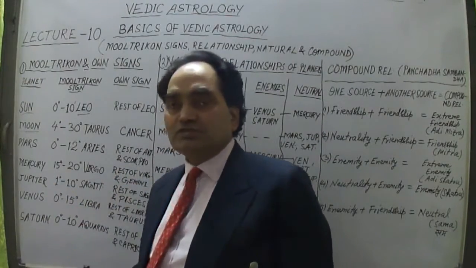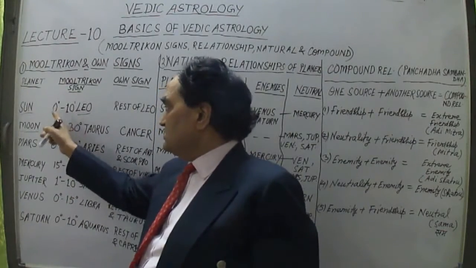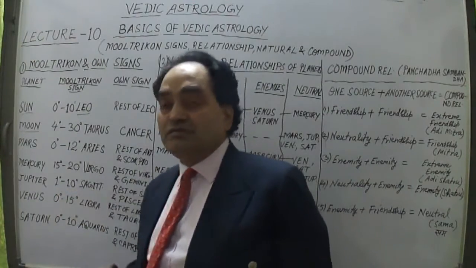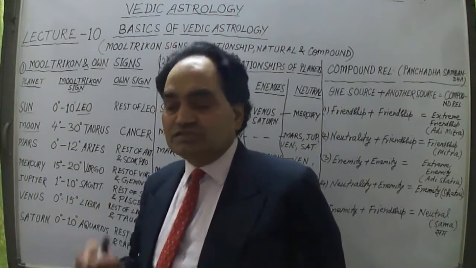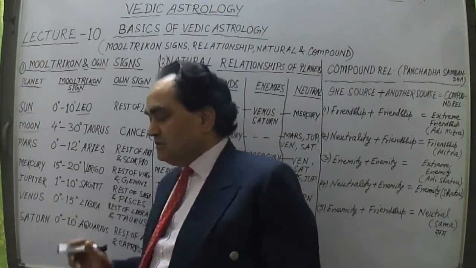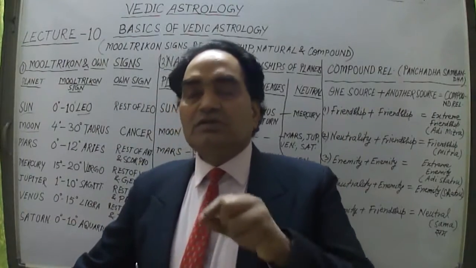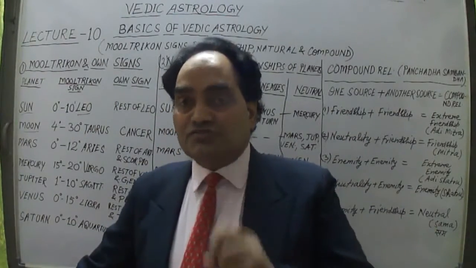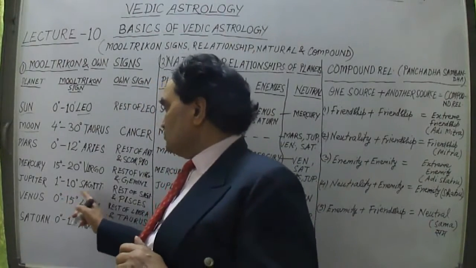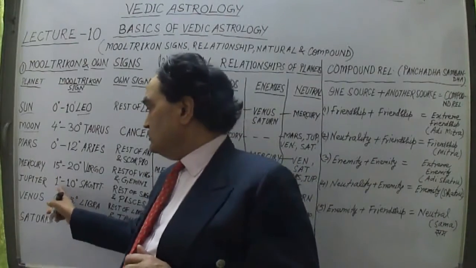Similarly, Jupiter is more active from 1 degree to 10 degrees, just like the Sun was from 0 to 10 degrees, but this is from 1 to 10 degrees in the Sagittarius sign. Sagittarius is the Mooltrikon sign, but within this limit of 1 to 10 degrees, Jupiter is more active. Sagittarius is the 9th sign. Try to understand.